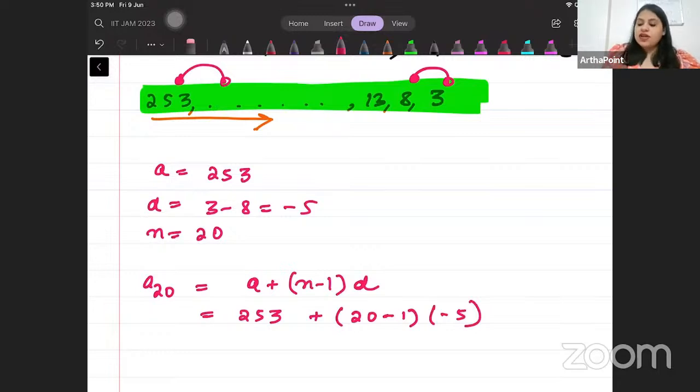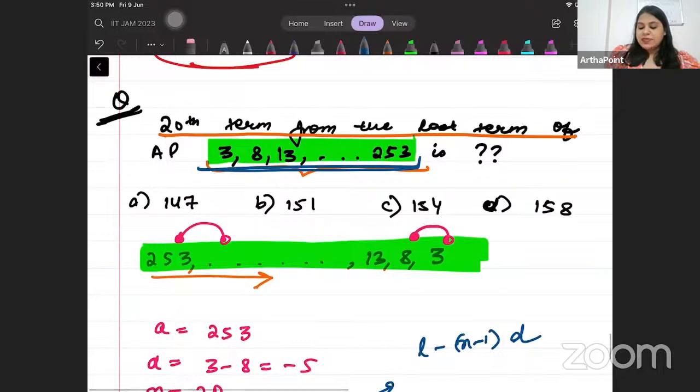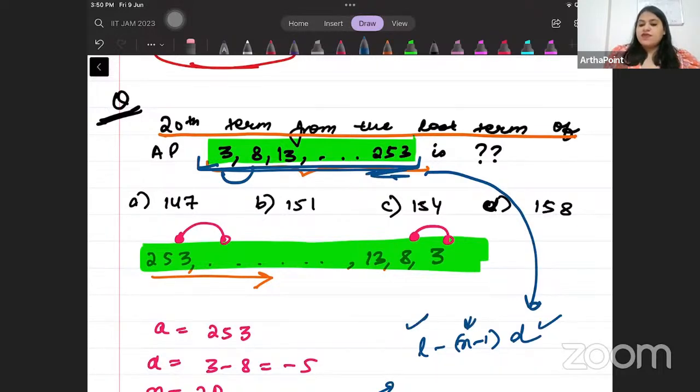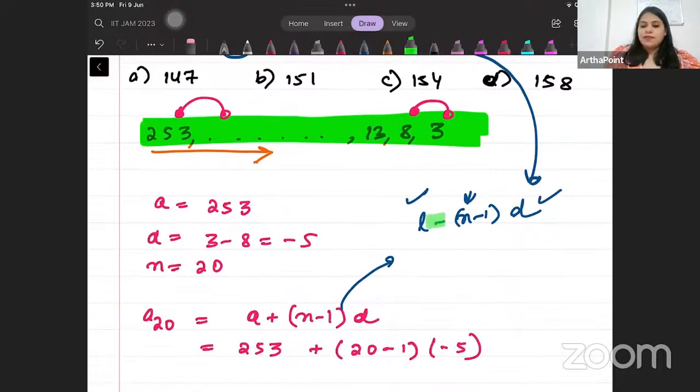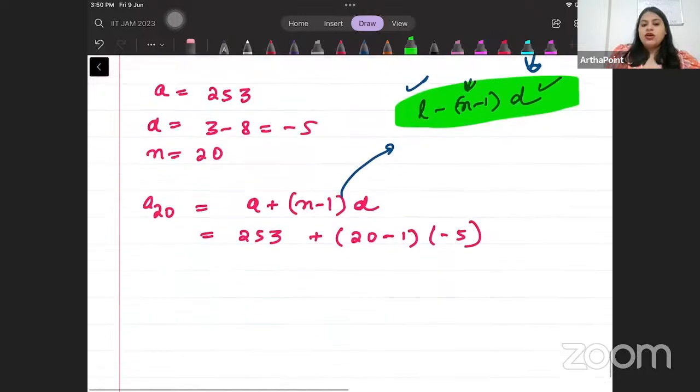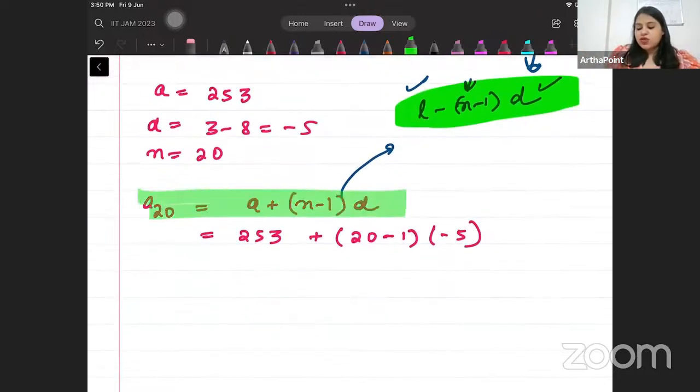The other formula is what I had given you in my lecture, that it is l minus (n minus 1) into d. So if you directly apply this on the series, you will get the same answer. The common difference is 5, n is 20, last term is 253, and there is a negative sign in between. So whether you apply this formula or you revert the series and apply the usual formula, it's the same thing.